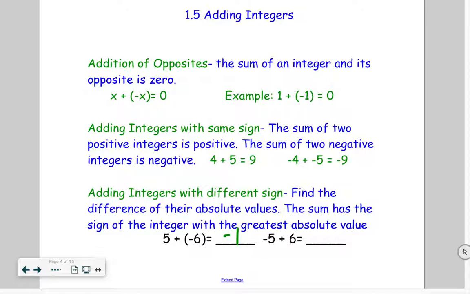A negative 5 plus 6. Well, now let's start at a negative 5 on a number line, and we're going to add 6 positives. If I'm going to add 6 positives, which way do I go? Back to the right. 1, 2, 3, 4, 5, 6. Now I end at a positive 1. So again, I can still say that I've got 6 minus 5, which is 1. But in this case, the 6 is a bigger number and it's positive, so my answer is going to be positive. That's the one we're going to practice the most.